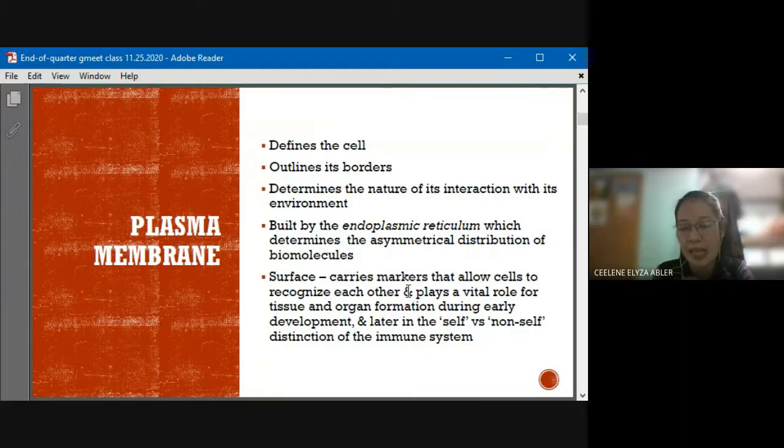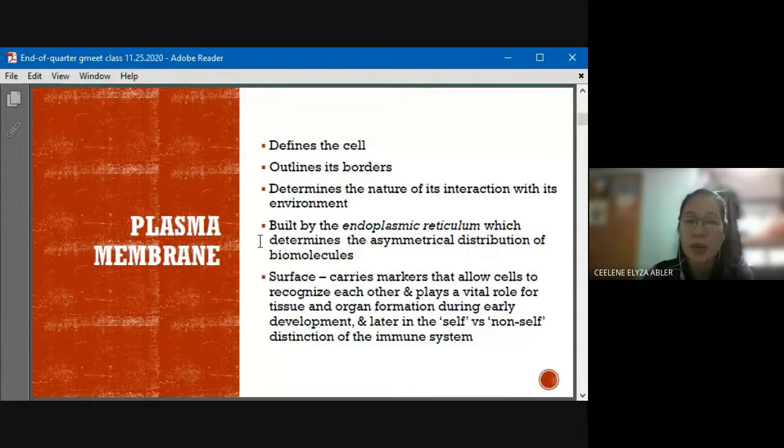Paano niya makikilala? So, there is a part in your plasma membrane that is used for self versus non-self distinction or recognition. At ginagamit siya plain for immune system, which is ibabalikan natin ito by quarter 4. Yan siya na topic itong nasa about the surface. Okay, i-discuss yan siya in detail sa quarter 4.